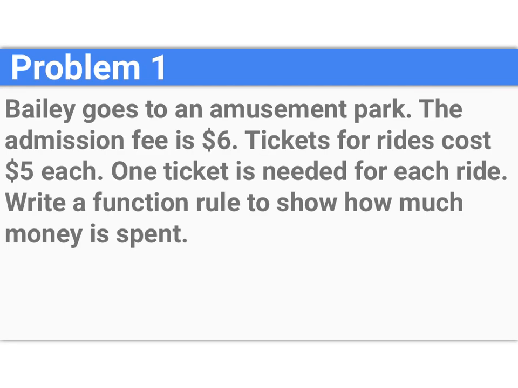Okay, so write a function. Bailey goes to an amusement park. The admission fee is $6. The ride tickets cost $5 each. One ticket is needed for each ride. So the admission fee is an additional cost, but we want to know how much money is spent.